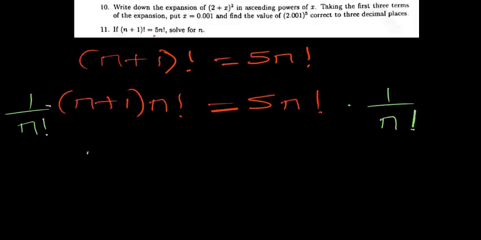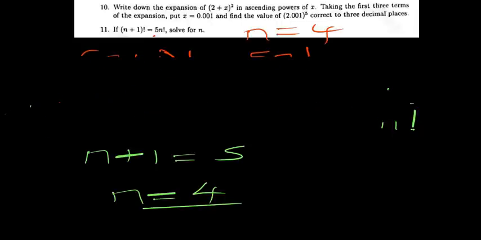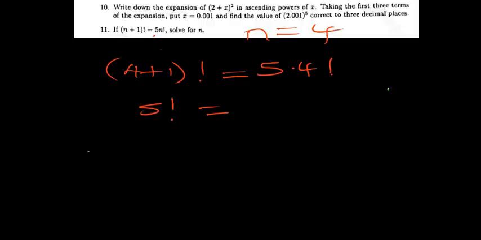So you end up with just n plus 1 being equal to 5. Your n value becomes 5 minus 1, which is going to be 4. And for sure, you can actually try to prove that. Try to substitute. If you say 4 plus 1 factorial, and then 5 times 4 factorial. 4 plus 1 is 5 factorial. Now 5 times 4 factorial can be combined together to give you 5 factorial.